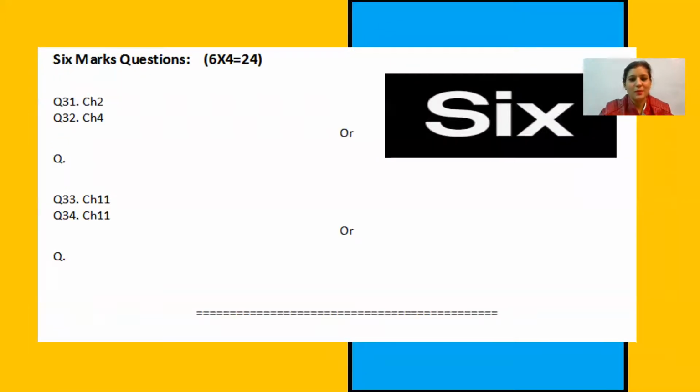Last part, 6 markers. Utilize maximum of your efforts here, whether you are drawing flow charts, diagrams, cartoon based. At least 1 hour you have to save for this part. For 6 marker, question number 31 to 34, just utilize your time here only.